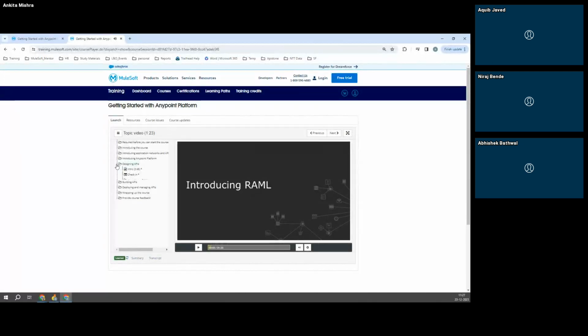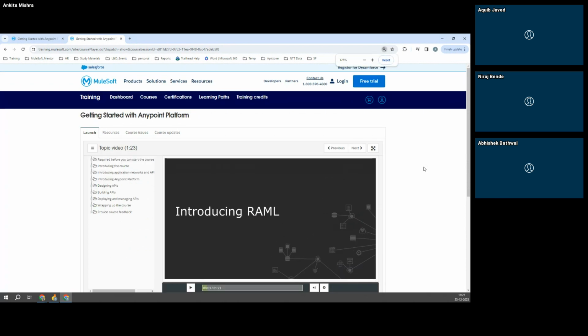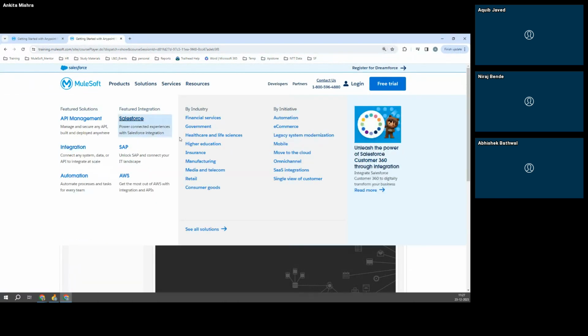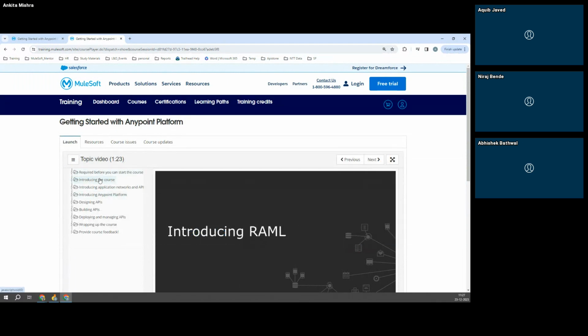So as you can see, this is Getting Started with Anypoint Platform, let me just increase the font again. There are 5 modules. The first two modules are prerequisites: Introducing Application Networks and APIs, and Introducing Anypoint Platform. These two modules are recommended by Trailhead. They are self-paced, instructor-led, so you can go through the videos. They will help you understand all the topics that we have tried to cover in the first two series, and you will understand the basics of MuleSoft and Anypoint Platform by going through these two videos.